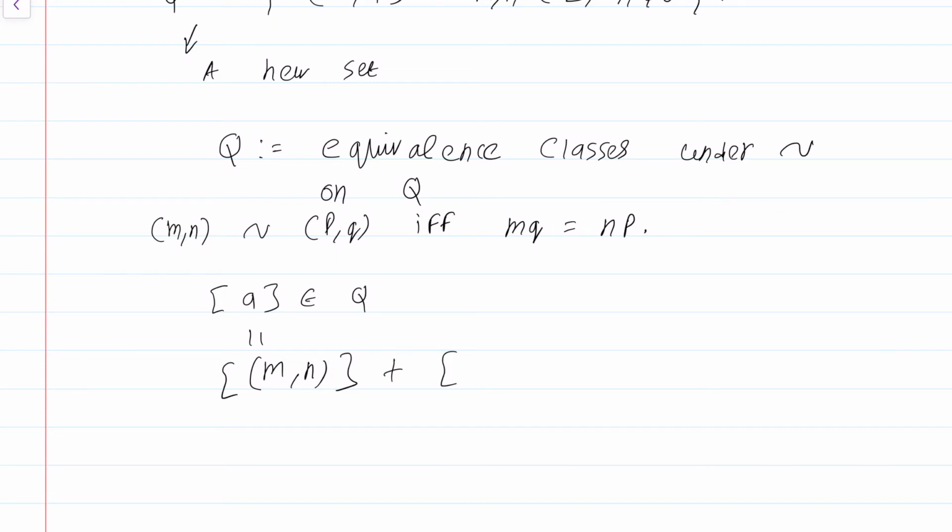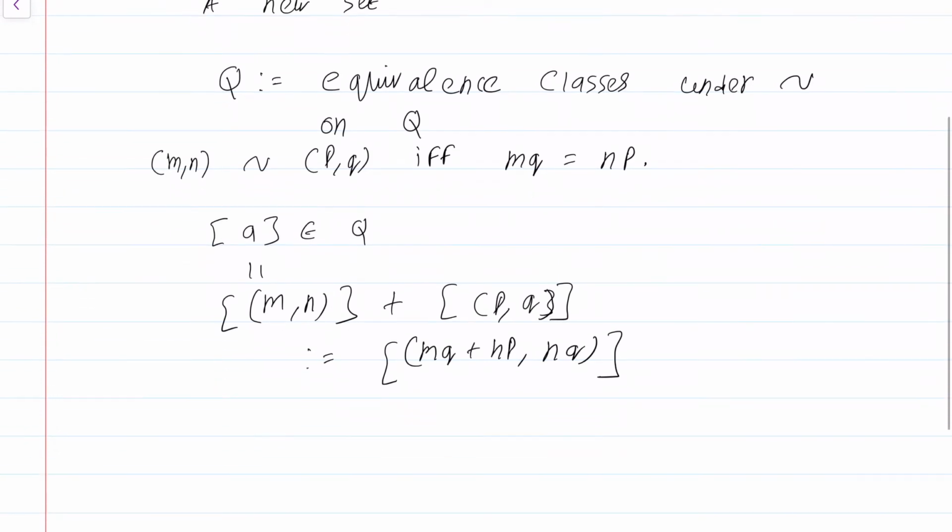What I do is if I take two such equivalence classes, I'm going to define what addition is. The addition is just defined to be equal to (mq + np, nq), the ordered pair given like this. Now if you have been observant, all I have done is taken the LCM and done the addition in the rational numbers as we have learnt in middle school.